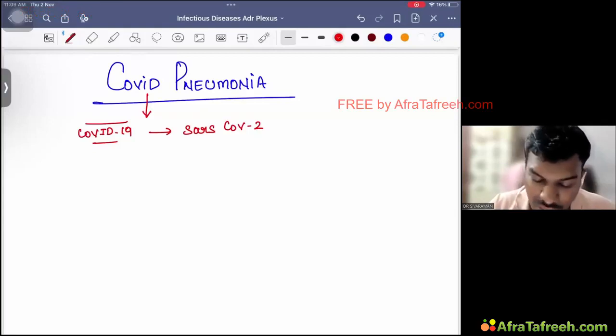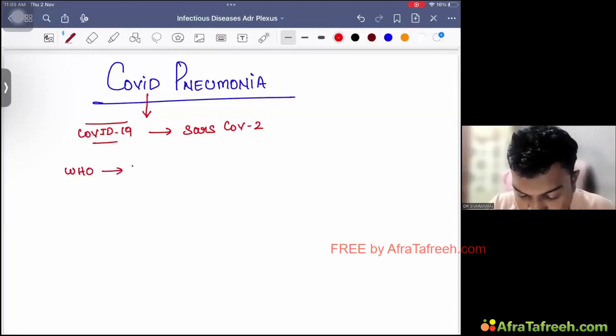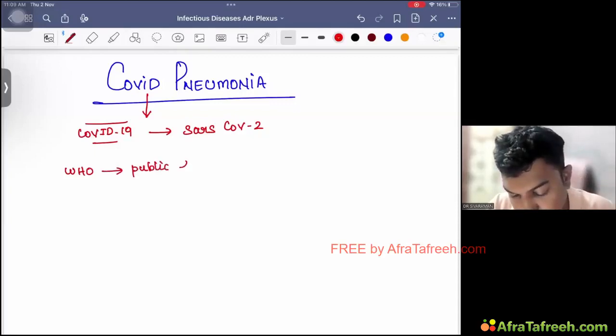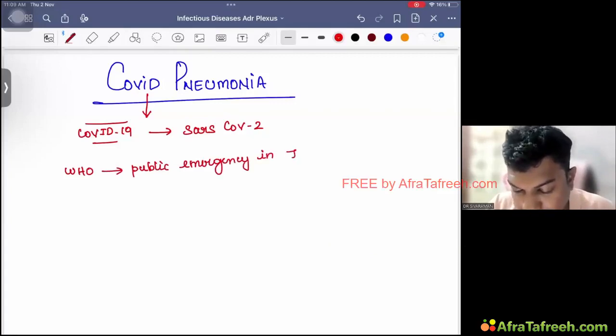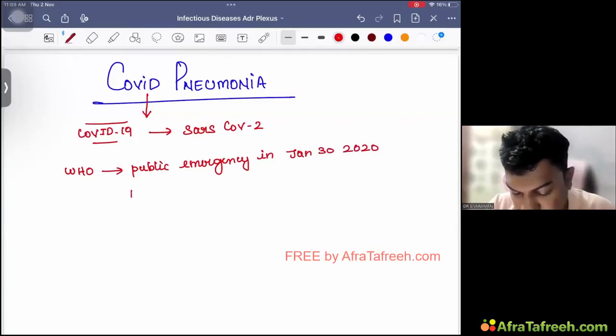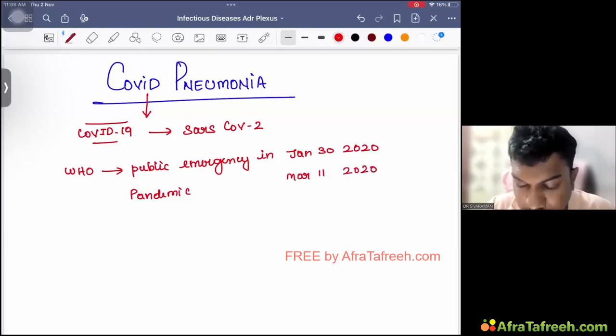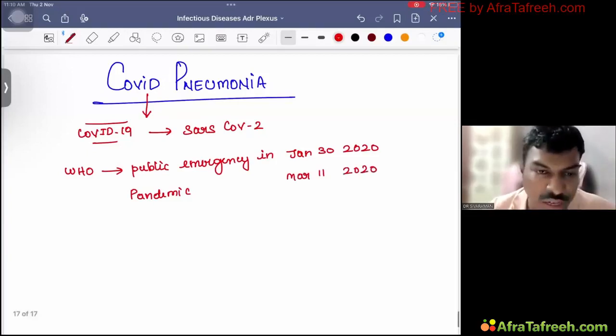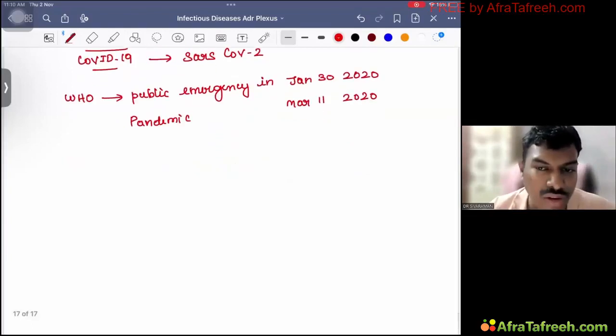WHO declared this disease a public health emergency on Jan 30, 2020, and declared it a pandemic on March 11, 2020. And you all know towards the end of March, we went into lockdown. First time we heard this word called lockdown.